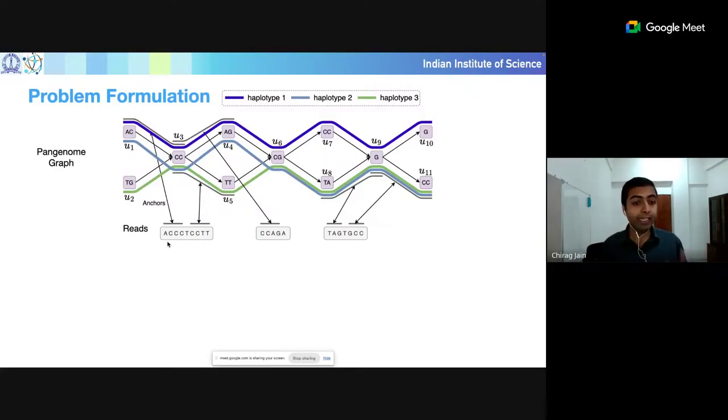We also have reads from the target sample, and let us say from the reads we have identified the k-mer matches to the graph. So for example, this substring ACCC is matching to a subpath in this graph, spelled by this path AC and CC. So accordingly, you will have a number of k-mers in the short reads, and many of these k-mers would have one or more matches on this pangenome graph. So this is the input, and the optimization problem that we are framing is as follows.